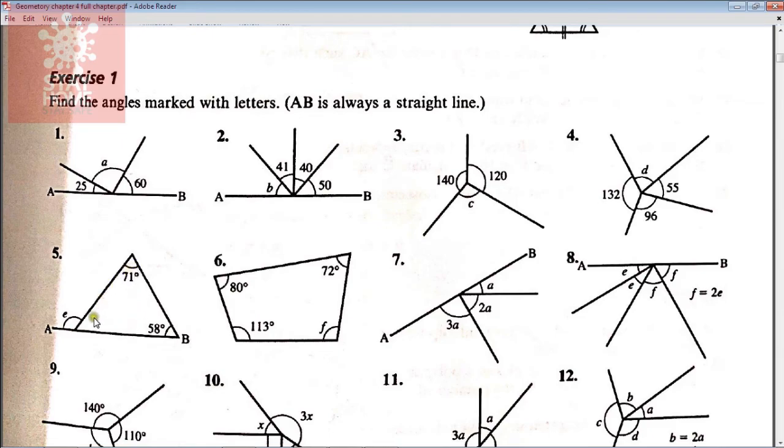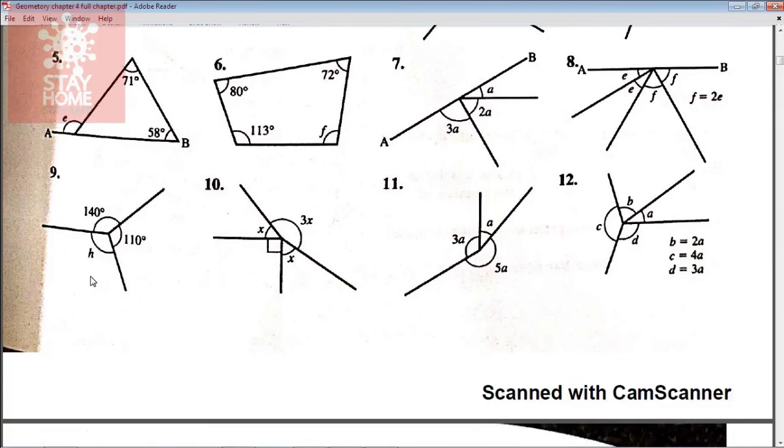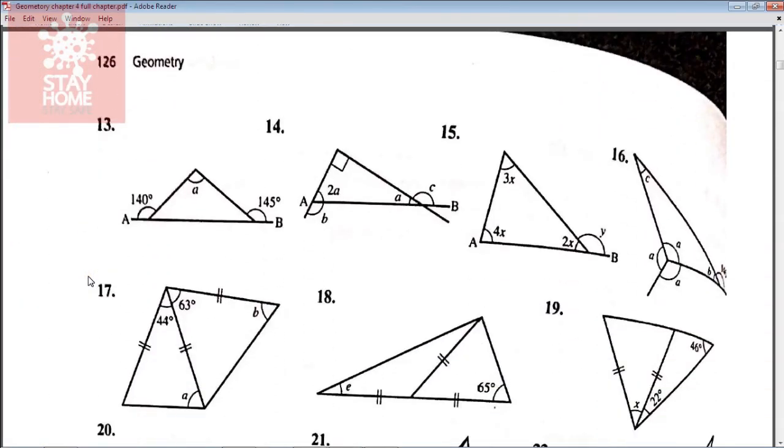Here we need the angle E. What will you do? First you will find this angle from here. 180 is the sum of the triangle. 71 plus 58, then 180 minus that. In this way you can get this third angle. After that, from here to here, 180 degrees. So 180 minus this answer will be the value of E. So use your sense and solve the questions. In this exercise you can solve all the questions easily.